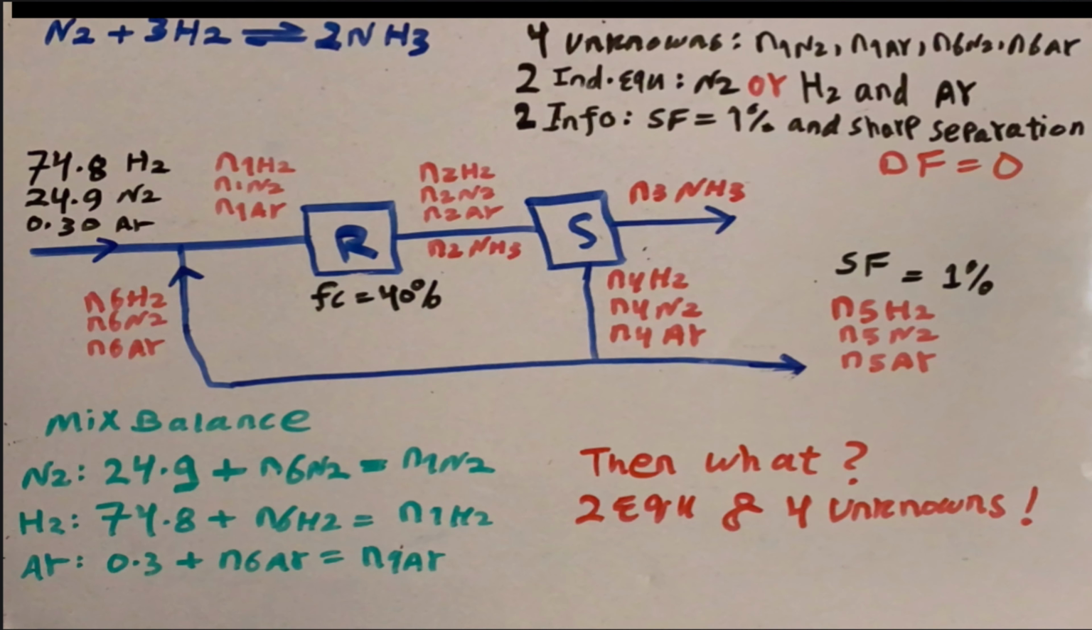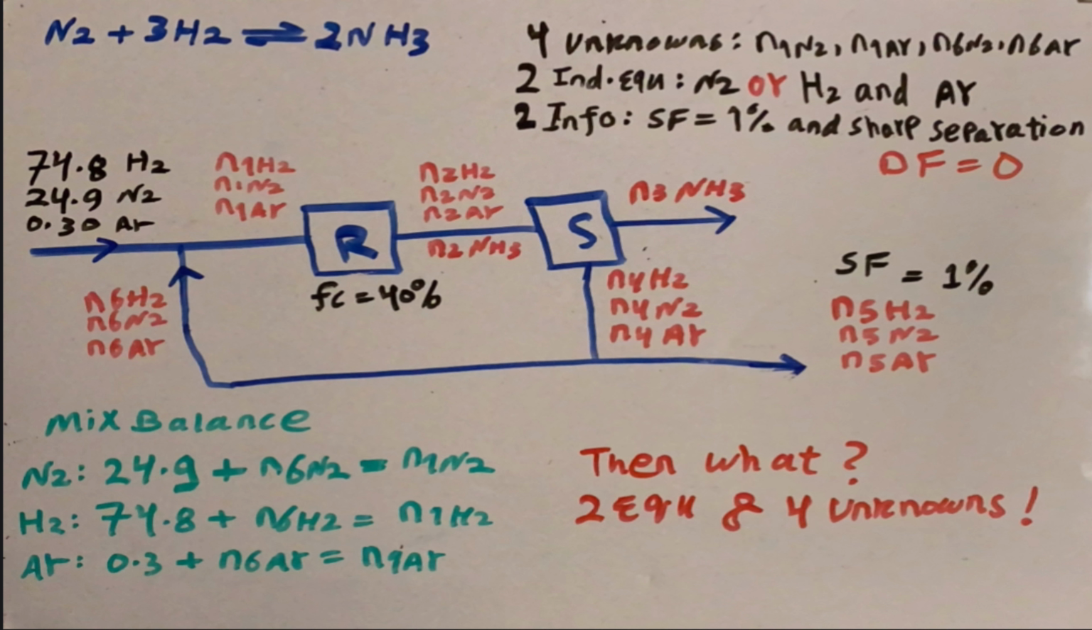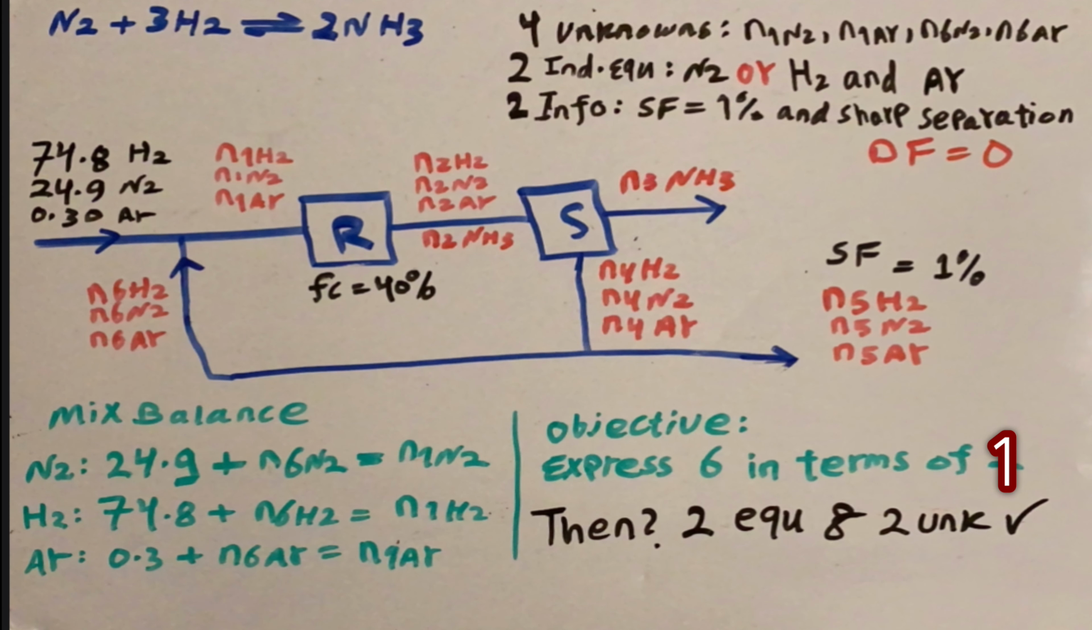You can go ahead and start with the balances, but you will end up having only 2 equations with 4 unknowns. This is a trouble for us because if we want to proceed, we need another method, because the degrees of freedom told us that the system is solvable. Here is what I like about purging. The split fraction allows you to express a stream in terms of the other.